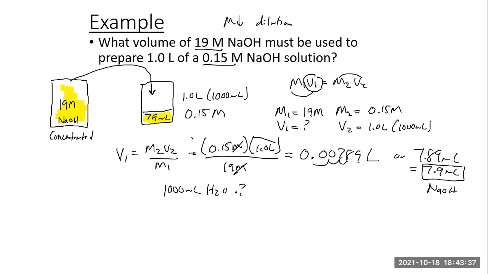And the answer would be no, you should not put 1,000 milliliters of water in there, because if you did, that plus the 7.9 milliliters you already put in there would give you a total volume of 1,000 plus 7.9, which gives you 1,007.9 milliliters, which is too much. It's not the total volume we're looking for.